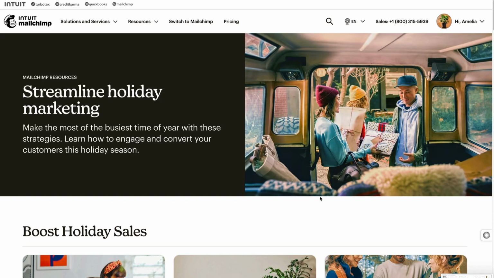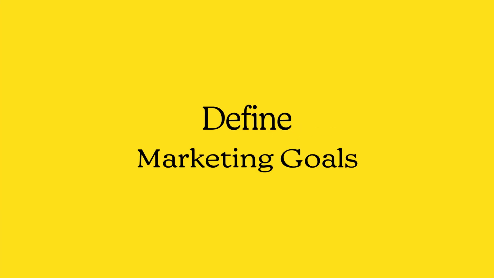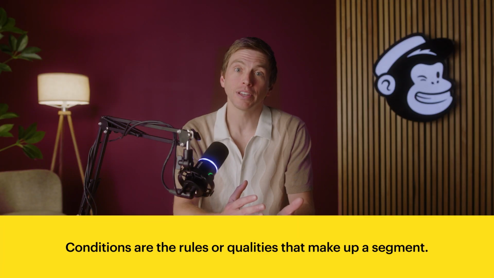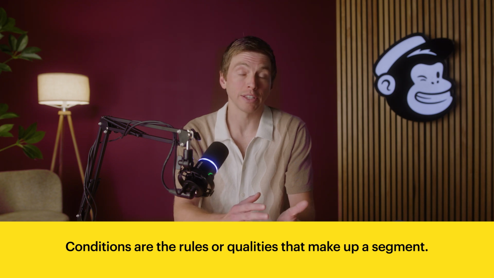There are a lot of segmentation strategies that could work for you. If you want to learn more, check out our marketing library. It's open to everyone. Next, let's continue to narrow our focus and build specific segments. Your marketing goals will inform the conditions you choose. I like to think of conditions as the rules or qualities that make up a segment. Could be data like average order value or tags like farmer's market event.